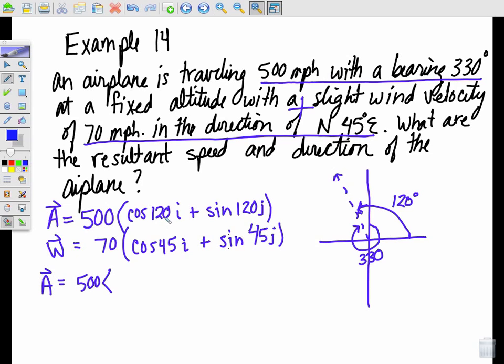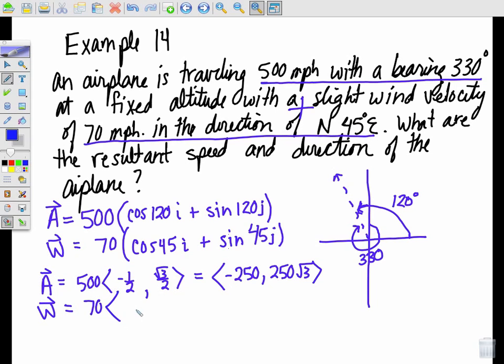We've got 500 times the cosine of 120, which would be the x value, and it's negative 1/2. And the sine of 120 would be root 3 over 2. So this equals negative 250, comma 250 square root of 3.